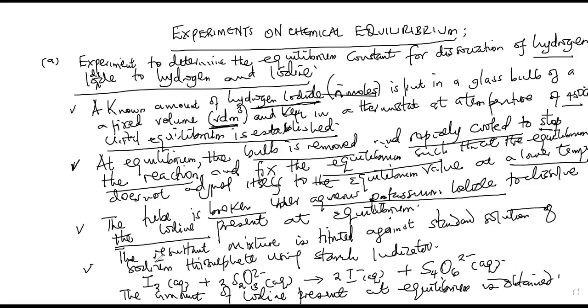The resultant mixture containing that iodine is titrated against standard solution of sodium thiosulfate using starch indicator. So you have iodine solution plus thiosulfate ions to form iodide ions and tetrathionate ions. Then the amount of iodine present at equilibrium can be obtained. After getting the amount of iodine, we can go ahead to see how these results can be treated. Let's see the treatment of results.